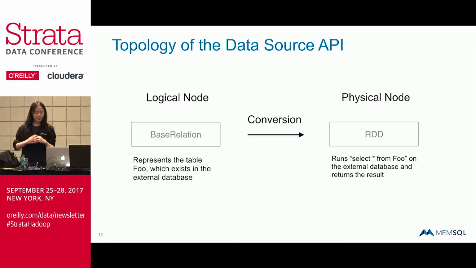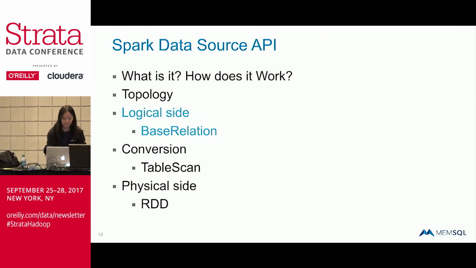So for the Data Source API, the logical nodes that represent the external dataset use the class called BaseRelation. The BaseRelation node in your logical query tree can represent the table foo, which exists in your database. Then there is a conversion step supplied by your connector to obtain a physical node, also known as an RDD. The RDD actually holds the code to materialize the data from foo. For example, by running the command select star from foo against your database. Next, we will go through the three components in more detail.